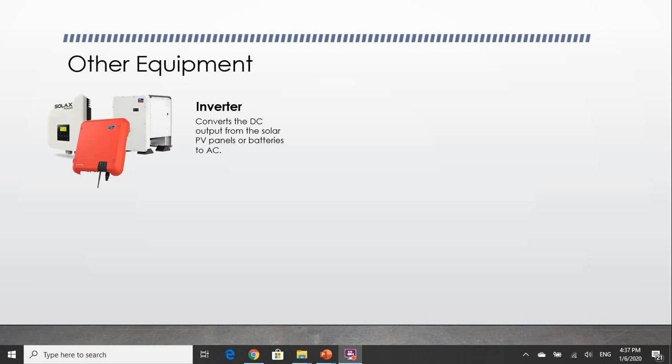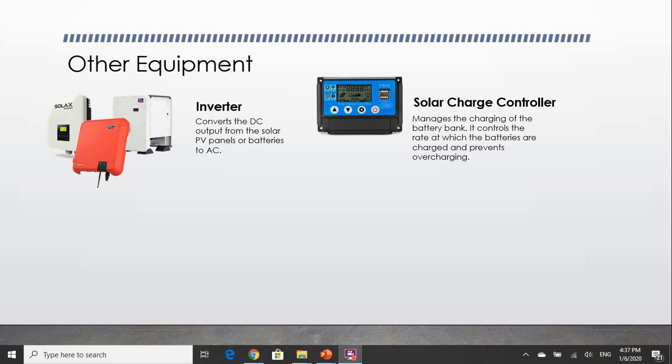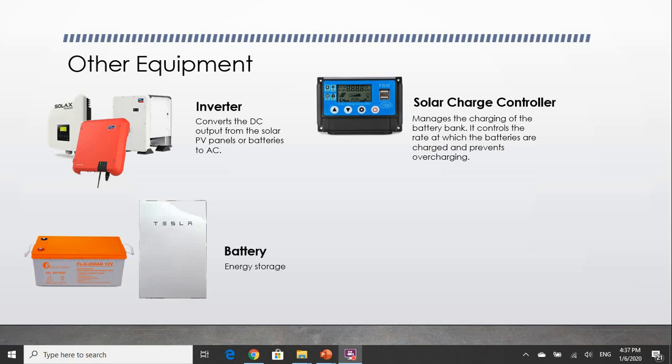We also have the solar charger and a battery bank. The solar charger manages the charging of the battery bank. It controls the rate at which the batteries are charged and prevents overcharging. The battery basically is just an energy storage.